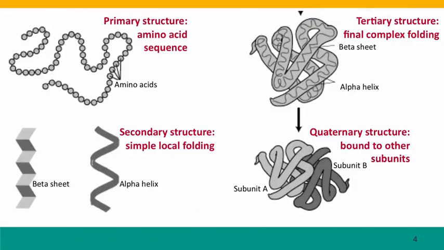Now, biochemists distinguish 4 levels of folding in proteins, although 2 of them aren't really folding at all. The first level, which isn't really folding at all, is just the sequence of the amino acids in the protein chain. The second level is a kind of local folding, which actually is easier to understand if we look at it in the third structure.